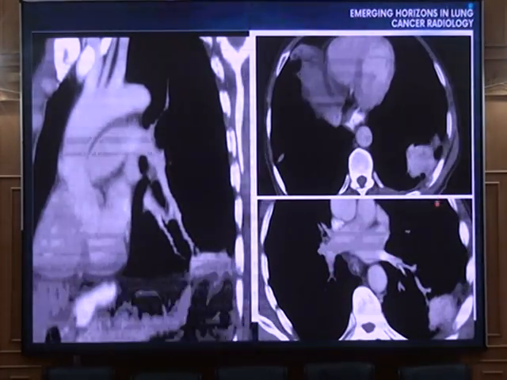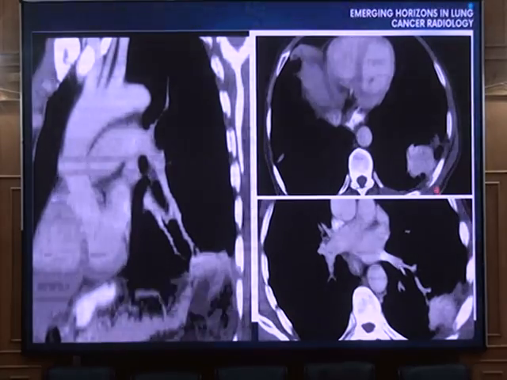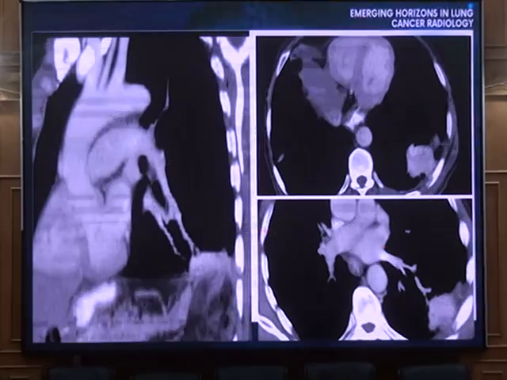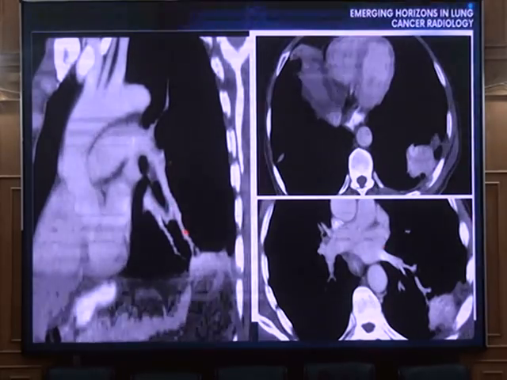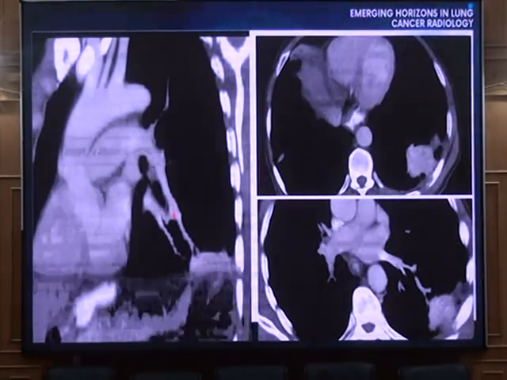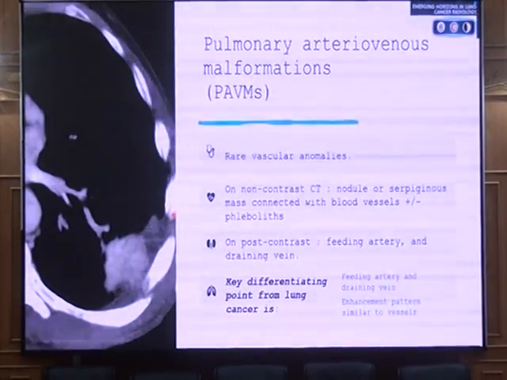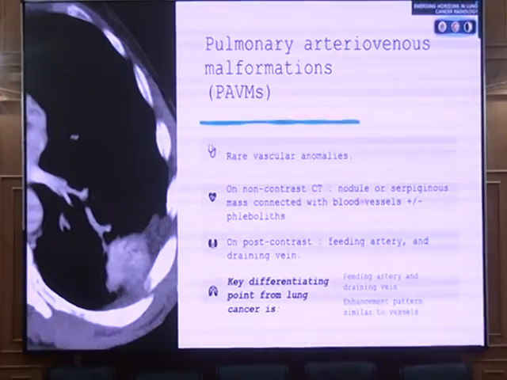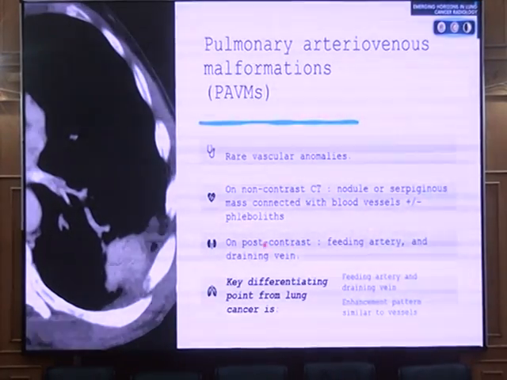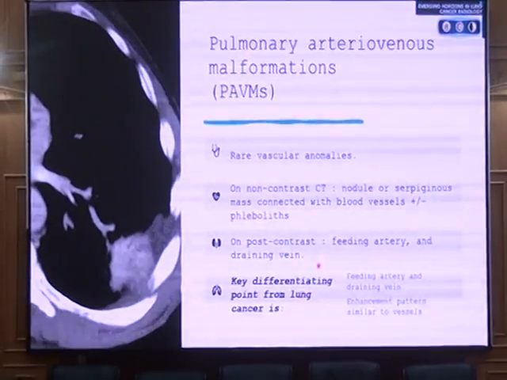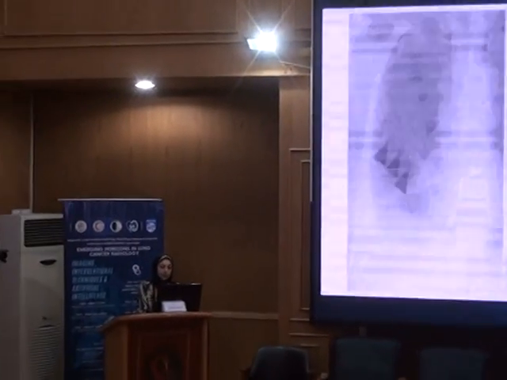Here is another case of a left lower lung pulmonary nodule, which may mimic lung cancer. However, if you look closely, you can see that there is a feeding artery and draining vein coming into and out of the lesion. And this lesion was a pulmonary AVM, which is a rare vascular anomaly characterized by a nodule or serpiginous mass with or without villi, and shows a feeding artery and draining vein. And this is the key differentiating point.